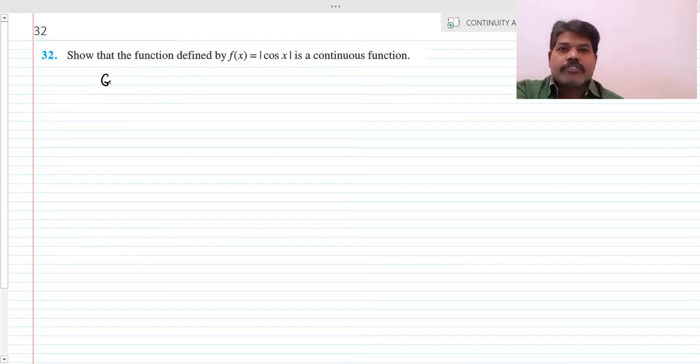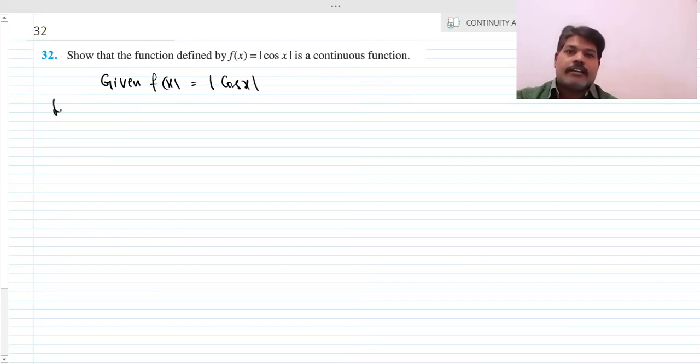What is the given function? First you have to take that given f of x is equal to mod cos x. First I will take, let g of x is equal to mod x.